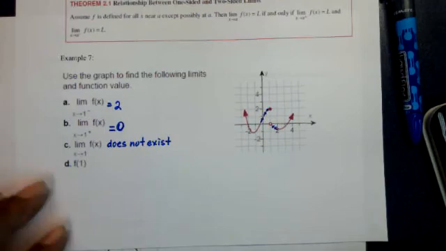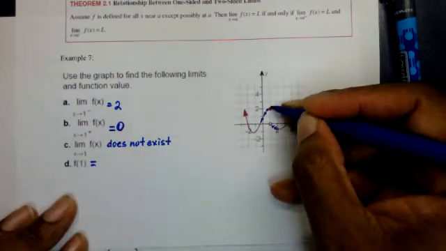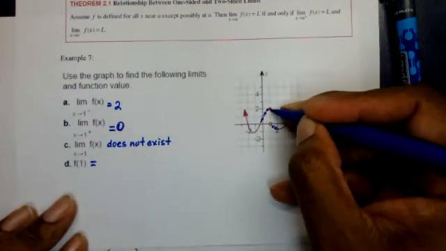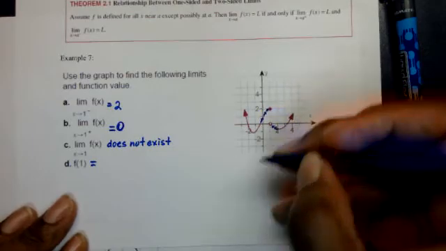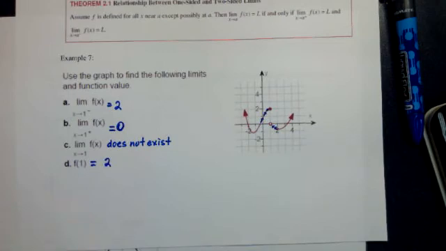Now, what about f of 1? Well, at x equals 1, here's the point, here's the value. When x is equal to 1 for that function, it's at 2. So f of 1 equals 2.